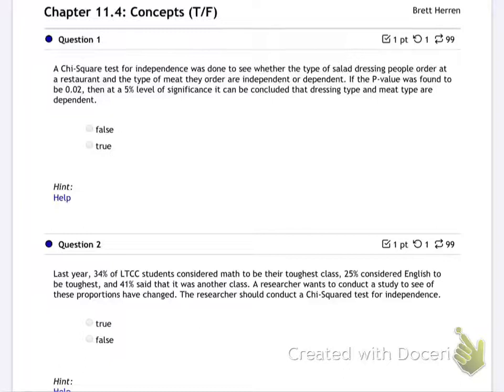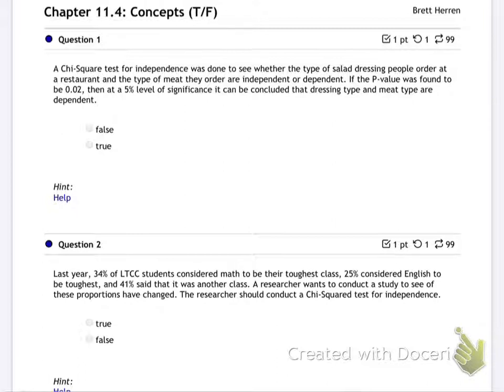So let's take a look at 11.4 now. So this might be a little more tricky. True-false questions. A chi-square test for independence was done to see whether the type of salad dressing people order at a restaurant and the type of meat they order are independent or dependent.